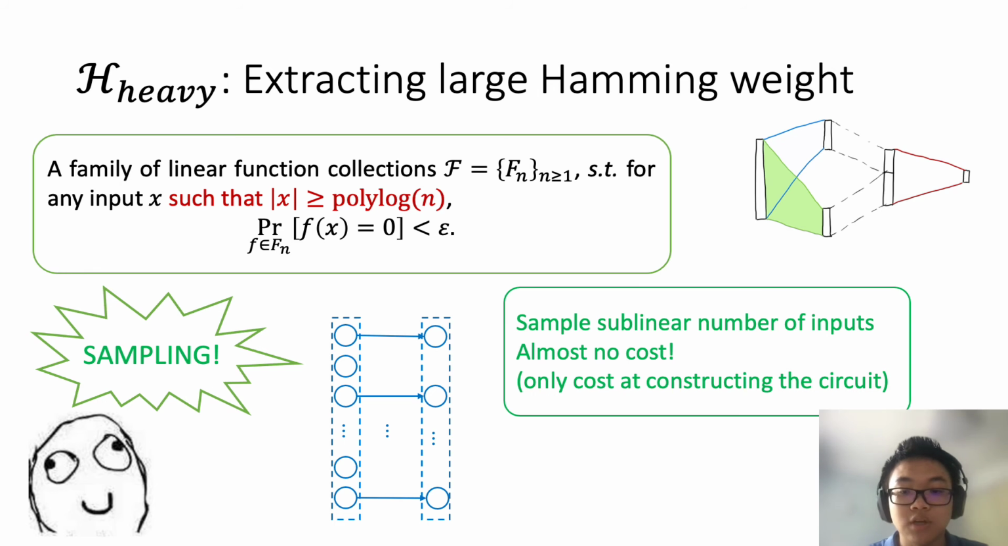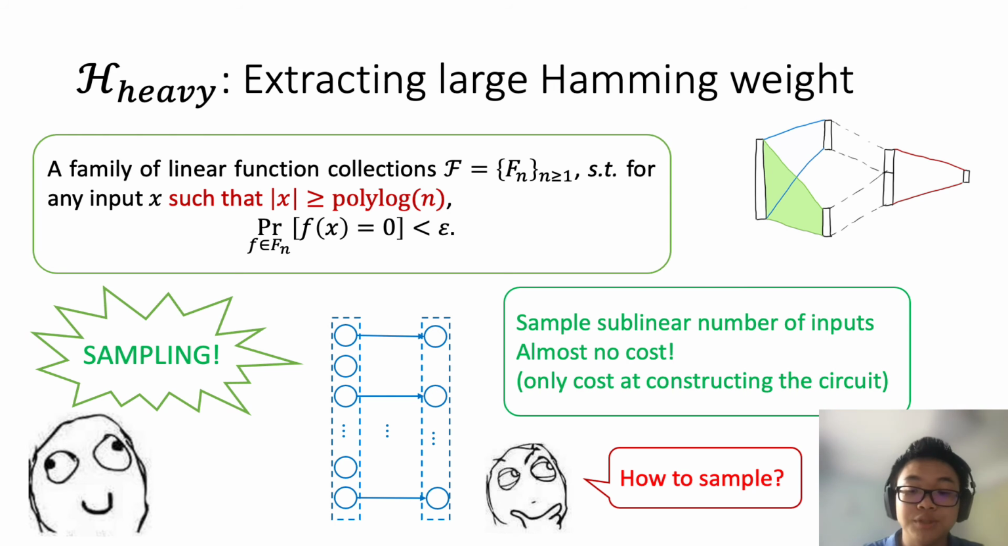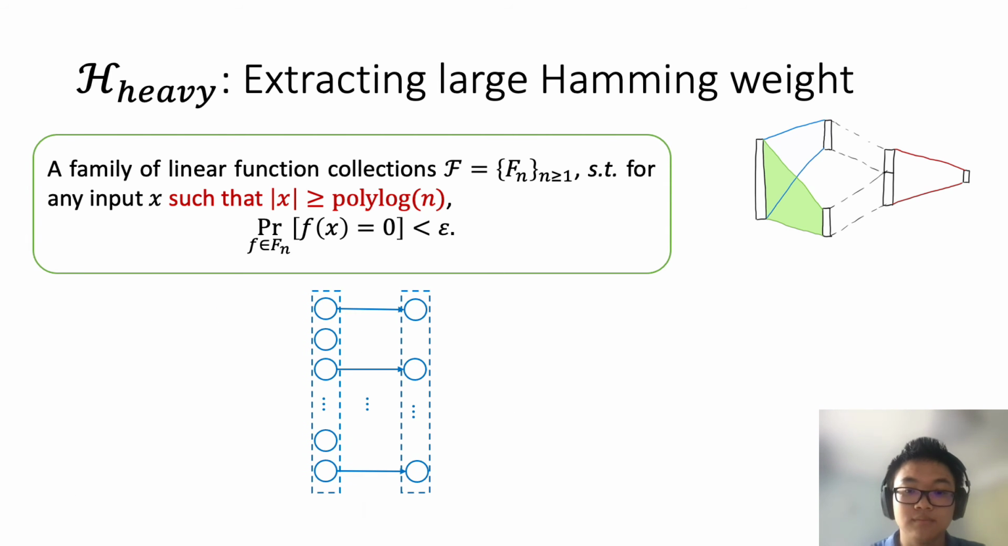This sampling is almost free because we are just marking the inputs as outputs. The only cost is constructing the circuit. But remember, we wish to get good seed length, good explicitness, and good uniformity. How do we do this? In this case, it is quite simple via a standard randomization trick, but it is a bit tricky to make things explicit and uniform easily. Here's how we do it.